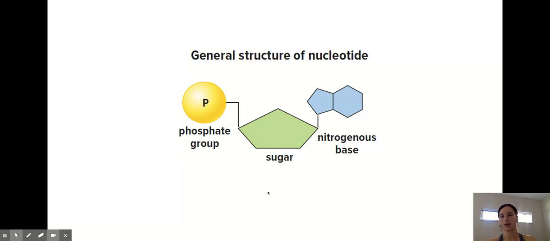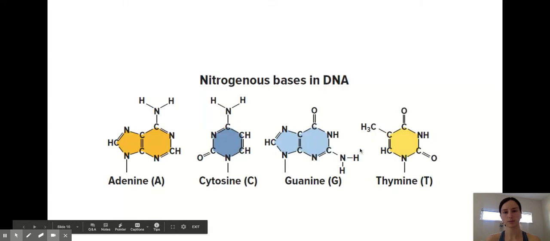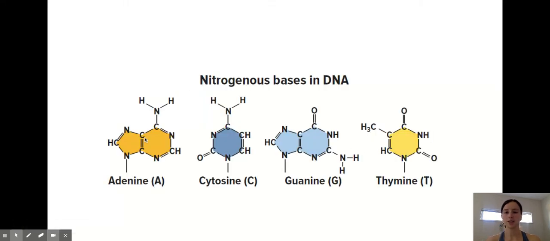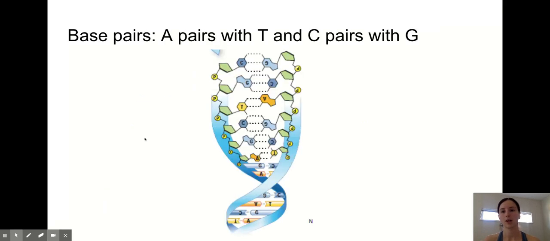So here again is the general structure of a nucleotide. We've got the phosphate, we've got the sugar, and we've got our base. Now, those bases, the parts that form the ladder rungs, can be one of 4 different molecules in DNA: adenine, which we represent with an A, cytosine with a C, guanine with a G, or thymine with a T. And they bond very specifically to each other. See how on this image G and C are bonded together and A and T are bonded together? And I put the picture upside down, but I'm not going to fix it.